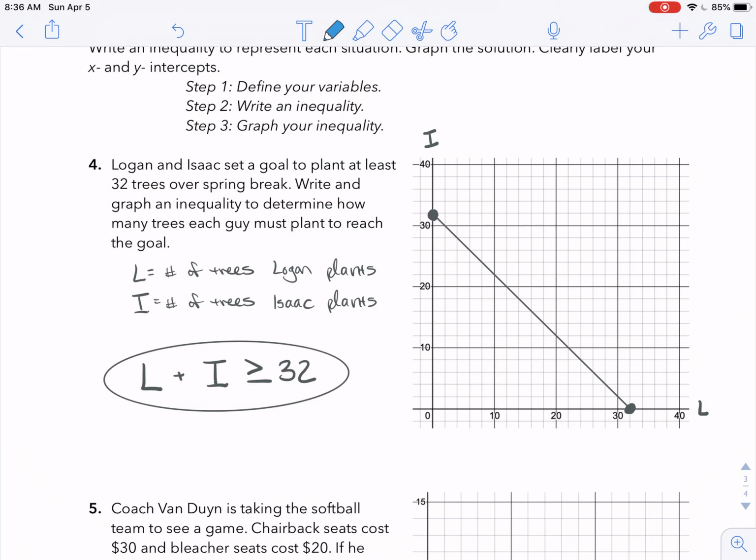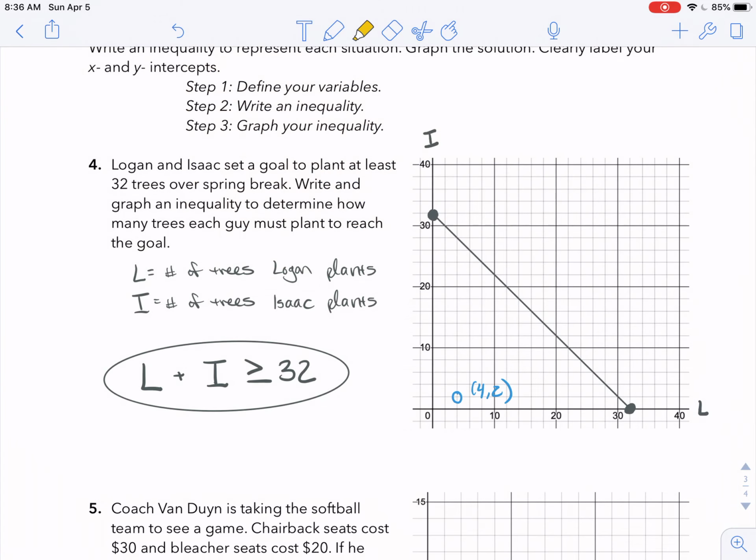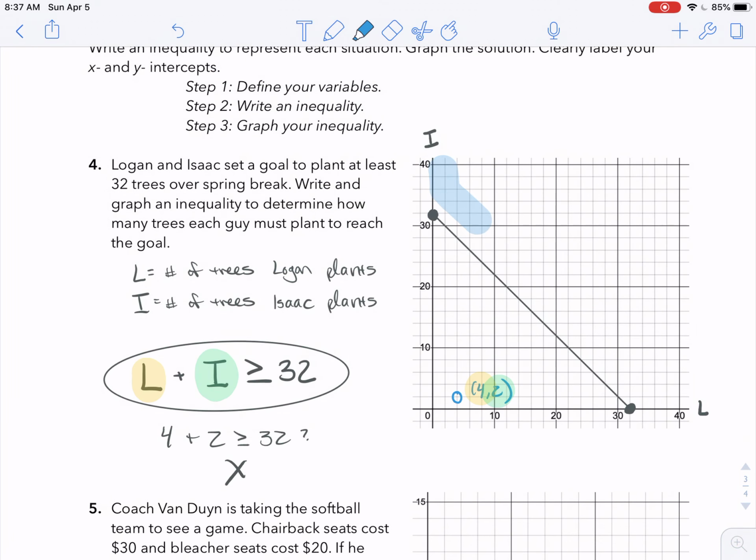Let's pick small numbers. Let's do over 4, up 2. Those are very small. Okay, so this is representing if Logan plants 4 and if Isaac plants 2 trees. Is that enough? Let's find out. So 4 plus 2, is that greater than or equal to 32? Oh no, it very much is not. Guys, you're slacking. You need to plant more than that. So we will shade the other side.